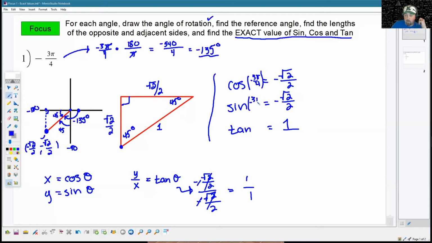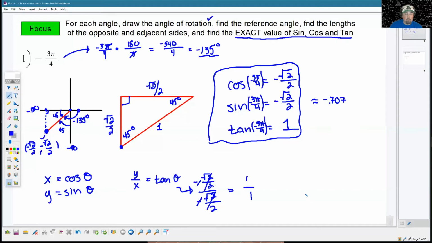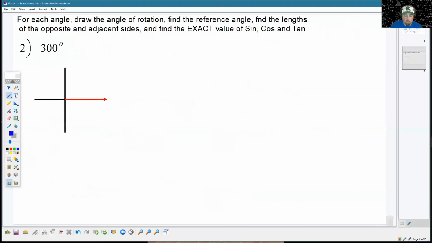And this is something you could plug into your calculator and check. Now you have to make sure your calculator's in radians, and plug in tangent of negative 3 pi over 4, and you would get 1. For sine, you would get the decimal equivalent of this, which is negative 0.707, about that. There are going to be more decimals, but that's really what it is, and you can match those things up. All right, let's try another one.